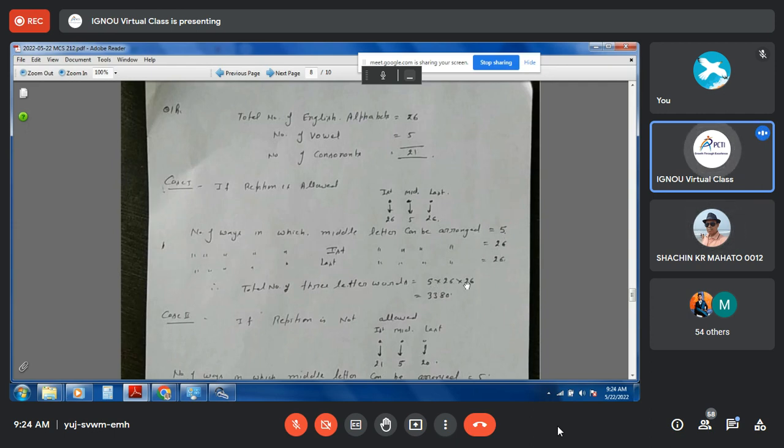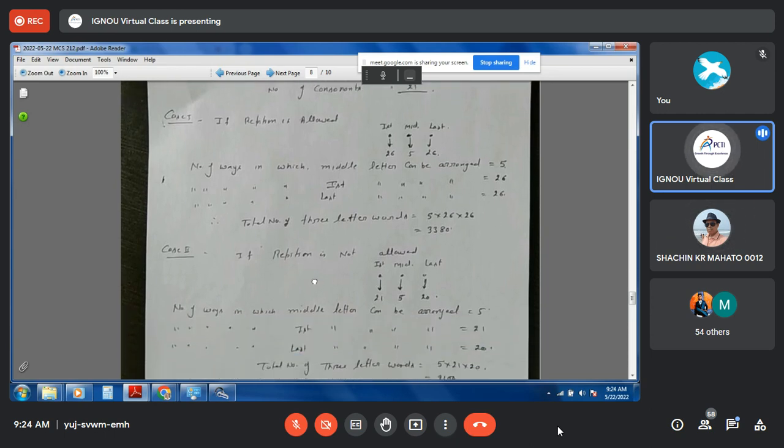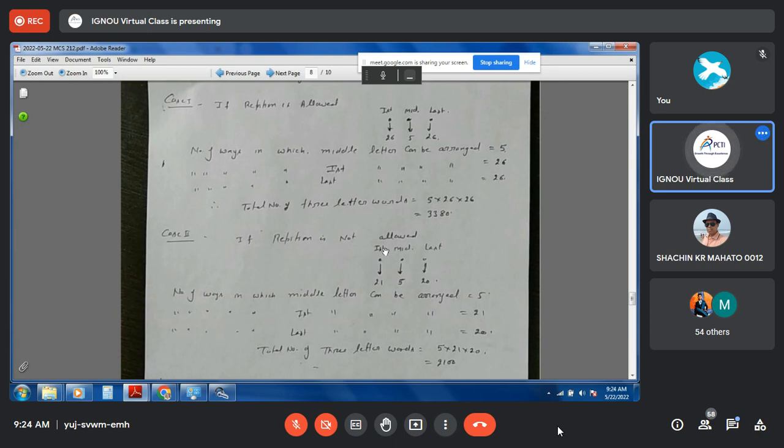That is 5 into 26 into 26, which is equal to 3380. Okay, that is the first condition. Now, if we say repetition is not allowed, what will happen? Again we draw the rough diagram: first, middle and last. Again we start from the middle letter.